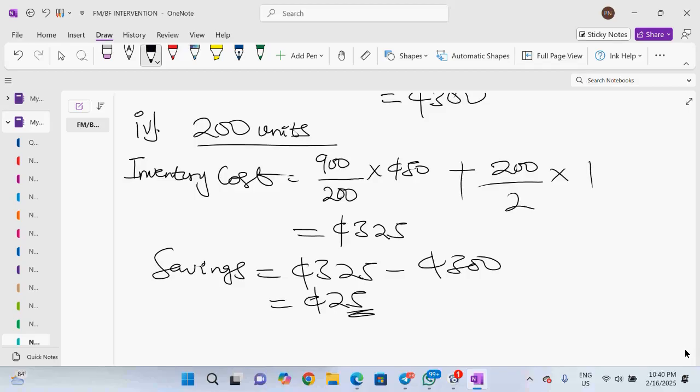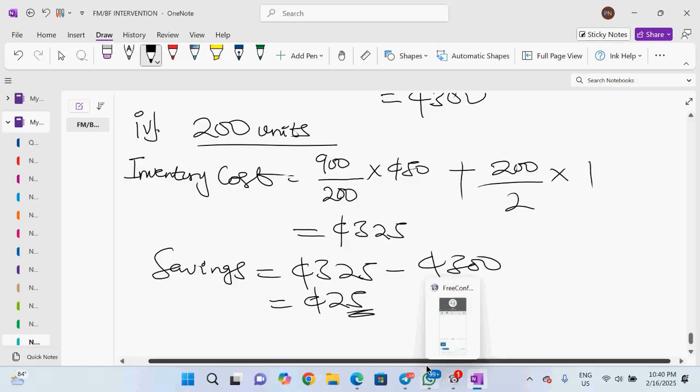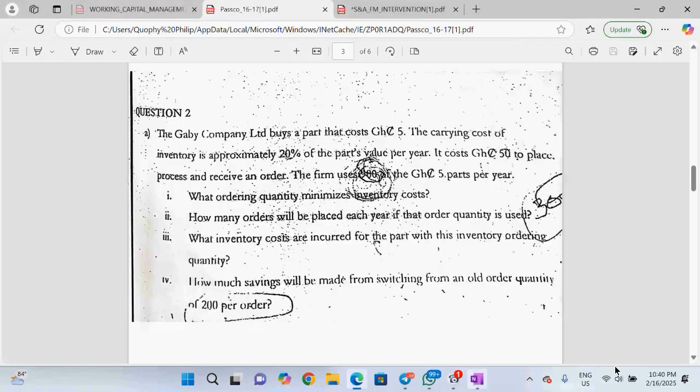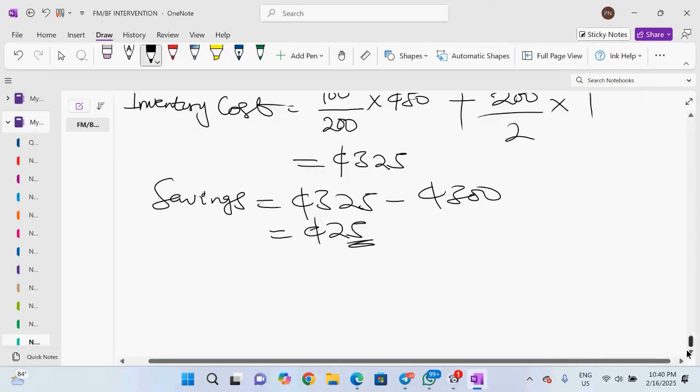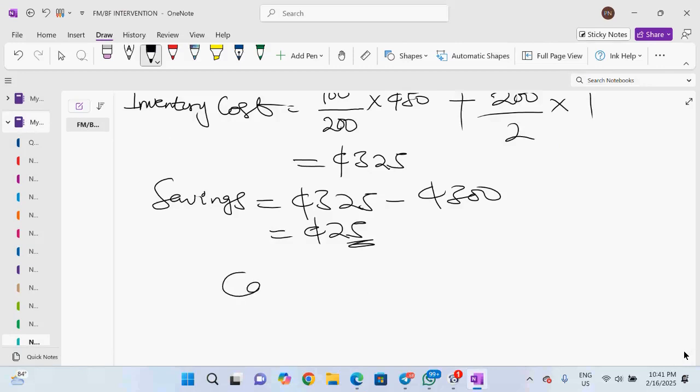Let us quickly move on to cash management. With cash management, then we come to receivables and then payables. Okay. So now we can start with our cash.